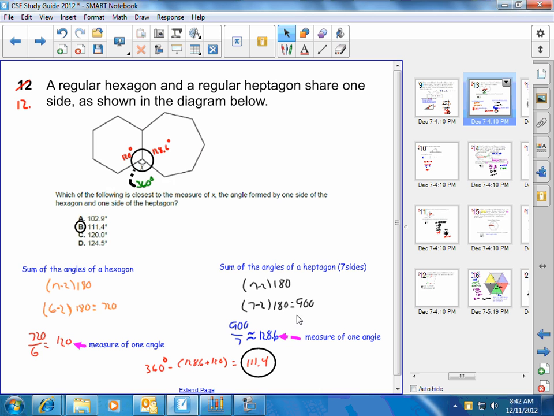Do the same for the heptagon, and we find that each angle measurement for a regular heptagon is 128.6. So if I subtract 128.6 and 120 from 360, what's left has to be x, which is approximately 111, or exactly 111.4. Okay, so that's regular polygons.